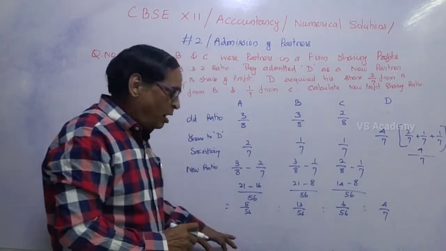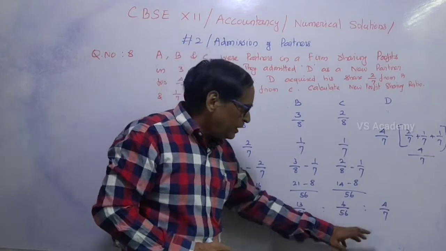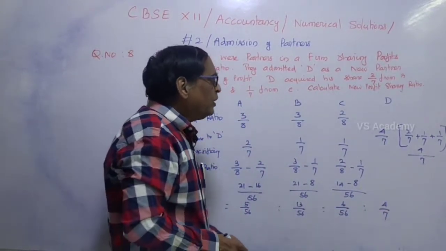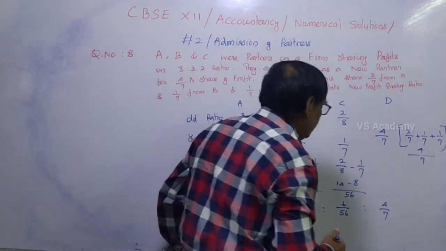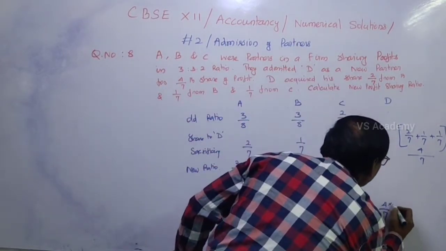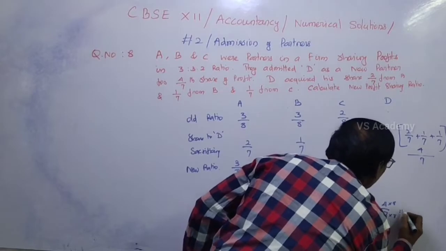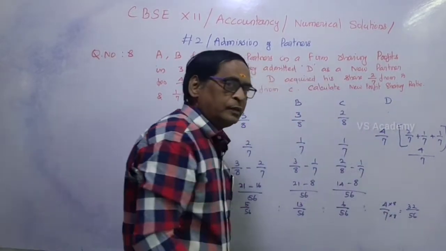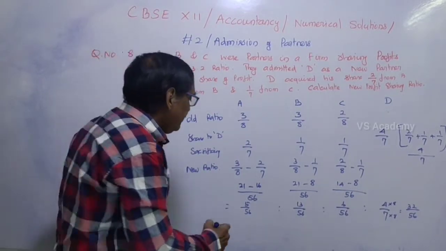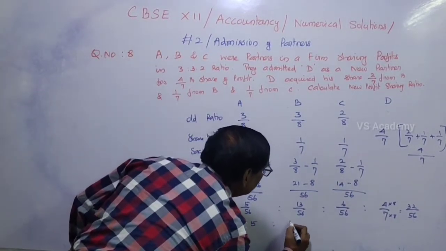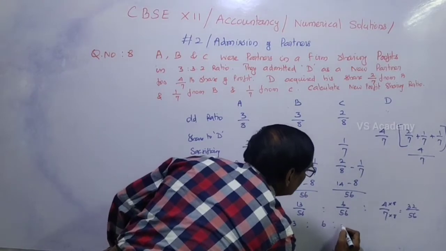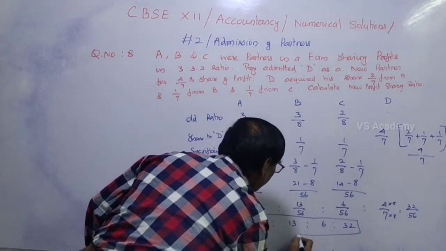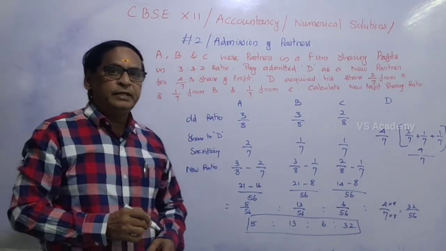The base is 56, so we must convert the base of D also. It should be 56. If we want 56, then 8 times we have to multiply. So 32 divided by 56. So the ratio will be 5:13:6:32. That is the new profit sharing ratio among A, B, C and D.